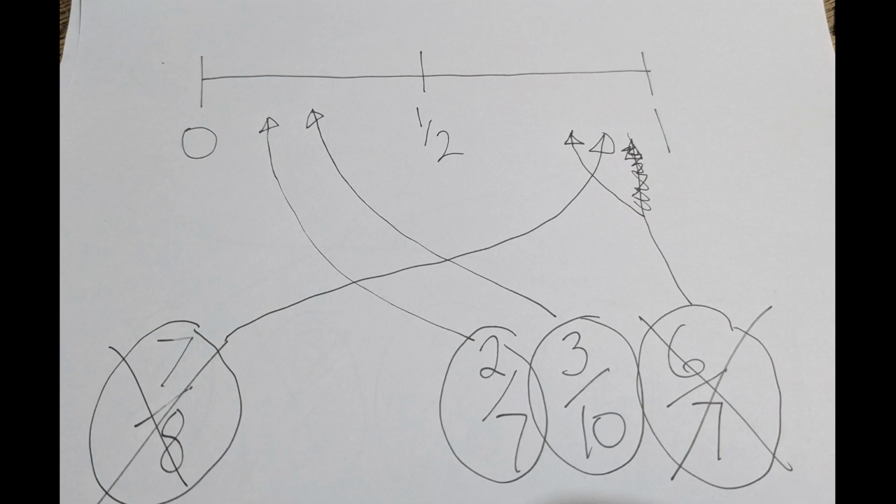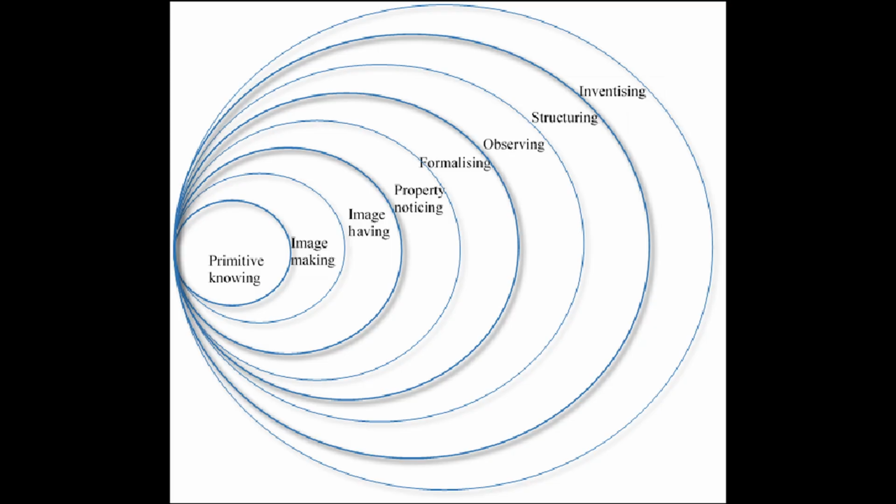So in the end, I'm hoping that students recognize the pattern that when your numerator is half of your denominator, it is halfway between 0 and 1. And when your numerator is greater than half of the denominator, then it's going to be between half and 1. And of course, when your numerator is less than half of your denominator, it's going to fall between 0 and 1/2 on the number line. Anyway, that's my example of pattern noticing in my classroom.